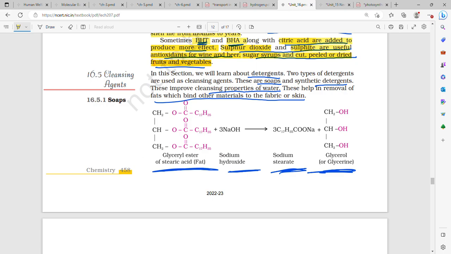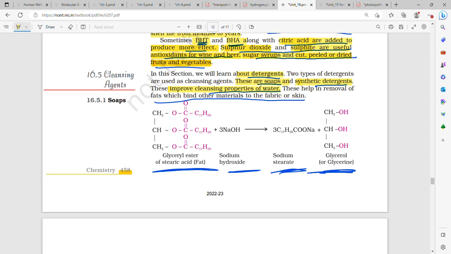Now cleansing agents. We are going to learn about detergents. There are two types of detergents used as cleansing agents. First are soaps, and second are synthetic detergents. So what do soaps and synthetic detergents do? They improve the cleansing property of water.